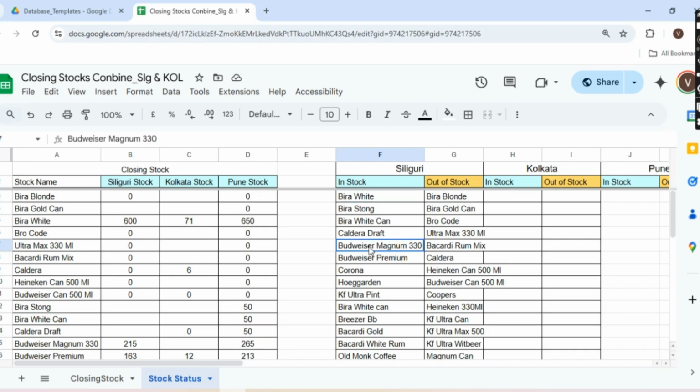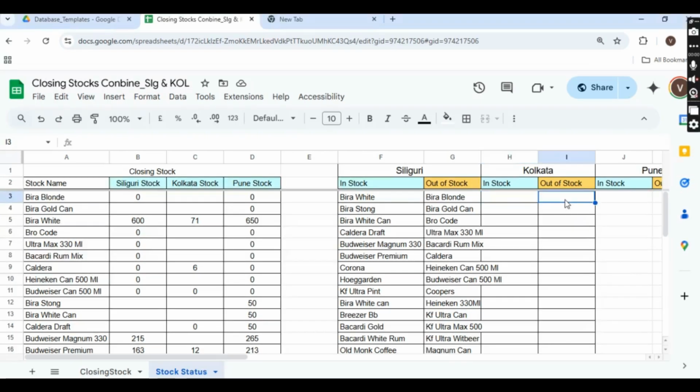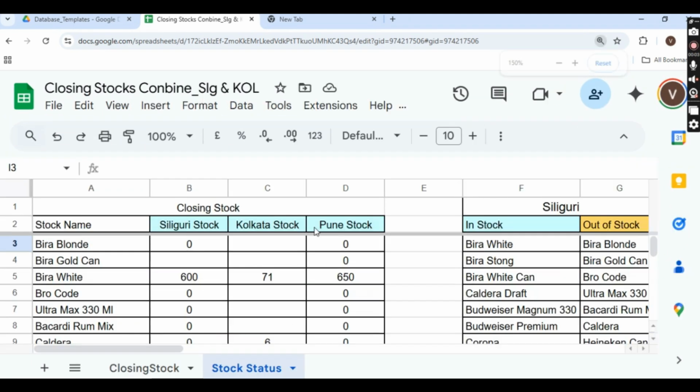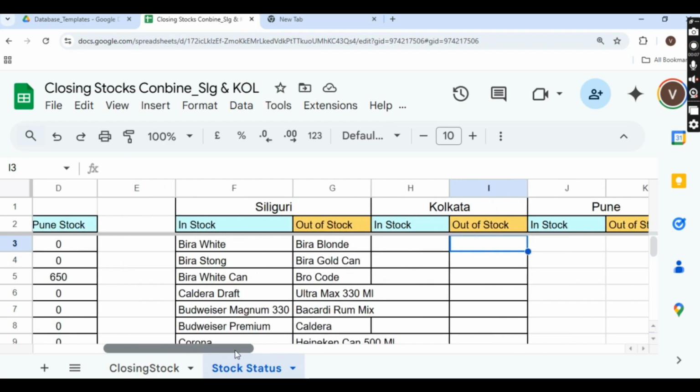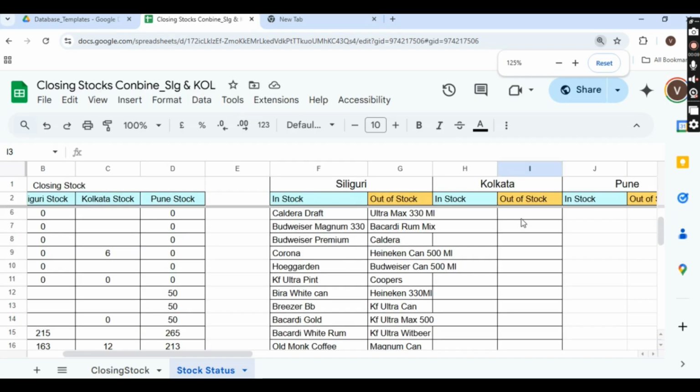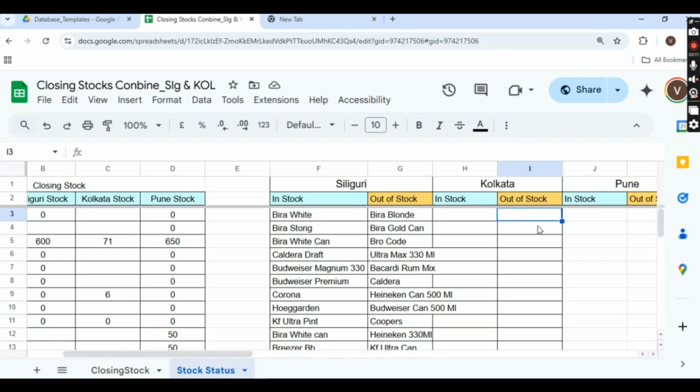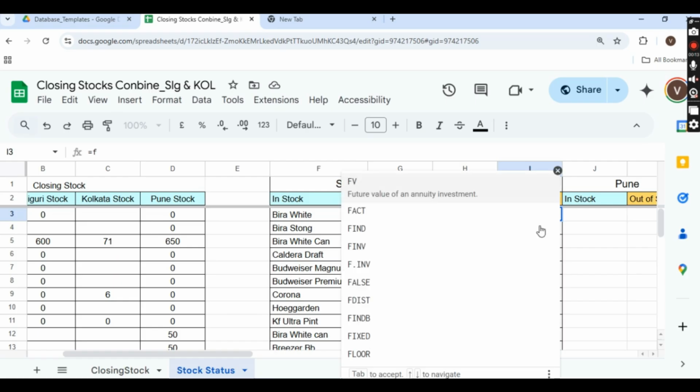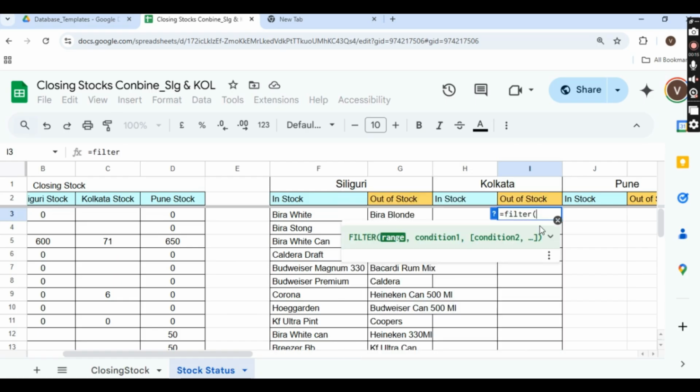Show you the filter option using formula. Then you can easily identify which is in stock in your book stock app and which are out of stock. Both can be filtered easily and viewed. Now I am using the formula of filter.